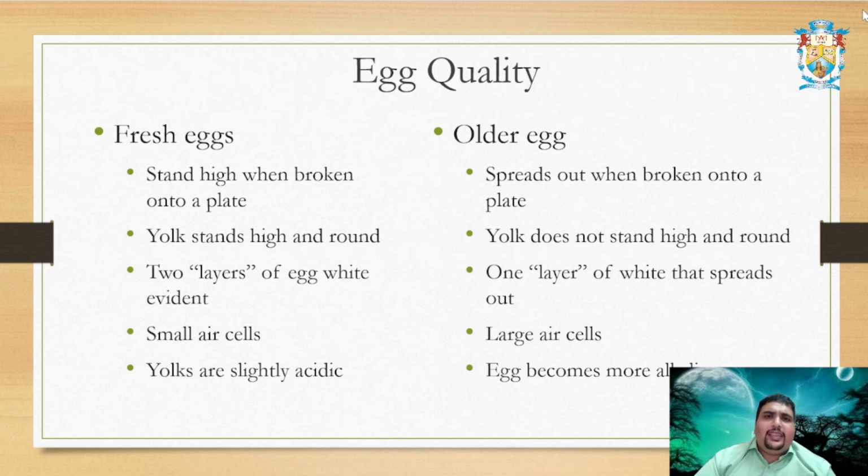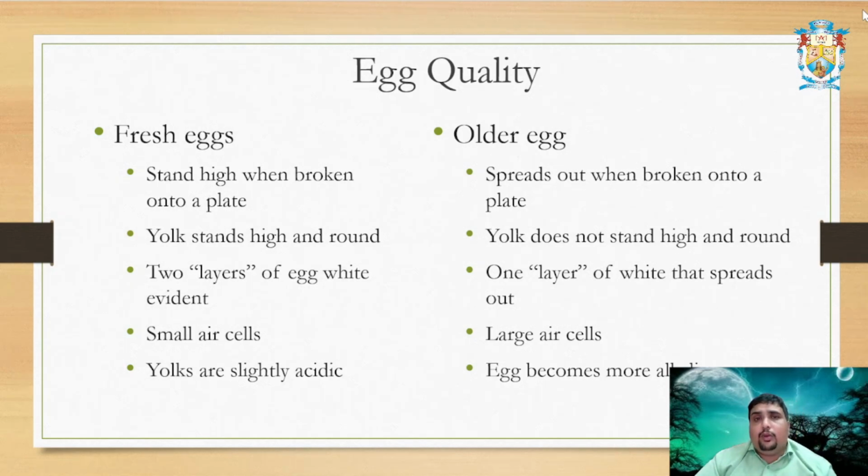Then a small air cell is formed. The air cell within the egg, inside the shell, is very small, which means the egg is fresh because most of the moisture is still there within the egg. Yolks are slightly acidic because they are still fresh. That acid content is still there in the yolk.